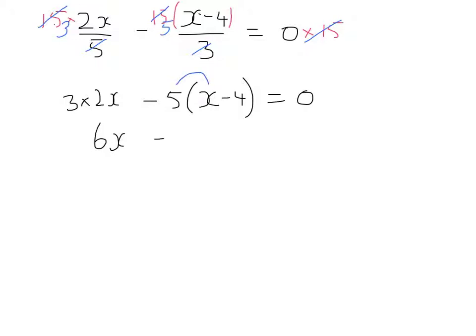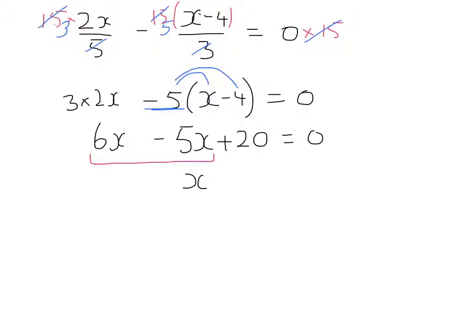Now 3 times 2x is 6x take away, and I'm going to expand this out, so 5 times x is 5x. We should be treating it as negative 5 times x is negative 5x, so the negative stays there. And we also have negative 5, I'm treating that whole thing as negative 5. Negative 5 times negative 4 will be positive, because negative times negative is positive. So negative 5 times negative 4 is plus 20 equals 0. We now need to collect our like terms. So we have 2x terms there. 6x take away 5x is x plus 20 equals 0.